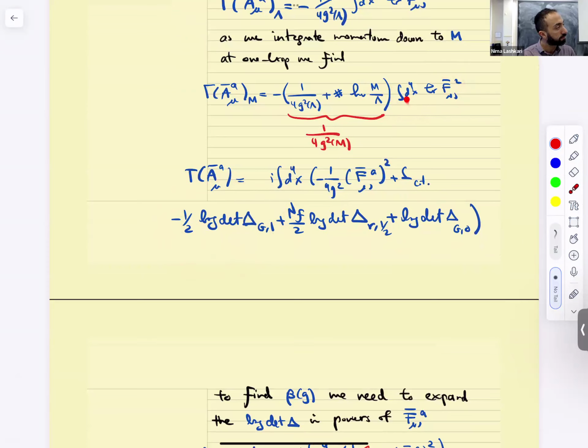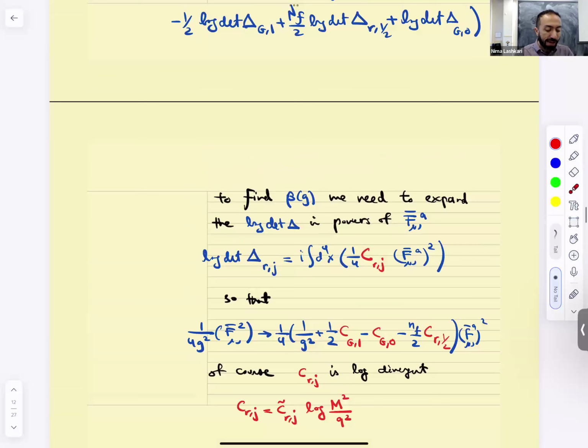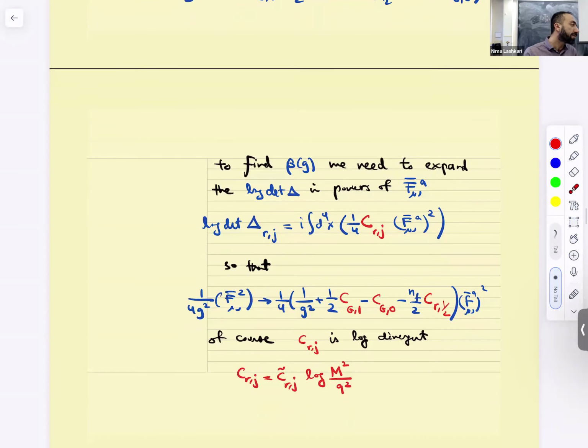To do that, we have to take out the piece of these logs that look like this. We did that, and there's a formula we wrote down that depends on the representation and spin. Once you have that, you can write down the contribution of the one-loop log determinants to the running of the coupling. These capture the change of the coupling. As expected, these are just beta functions, right?